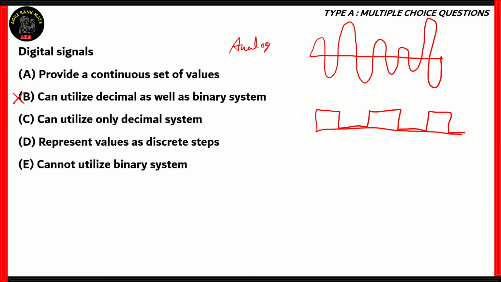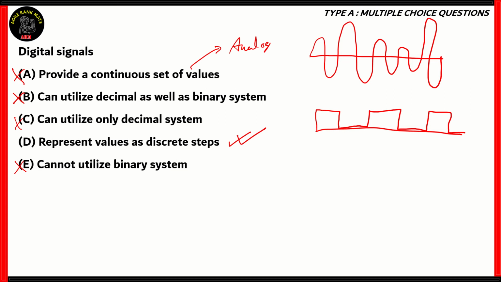So that means option B is incorrect, option A is incorrect because this stands for analog. Option C is also incorrect. So therefore, the correct option is option D, represent values as discrete steps. It can utilize it, so therefore option E is also incorrect. Now the reason why option D is the correct one is that it describes the values as discrete steps.